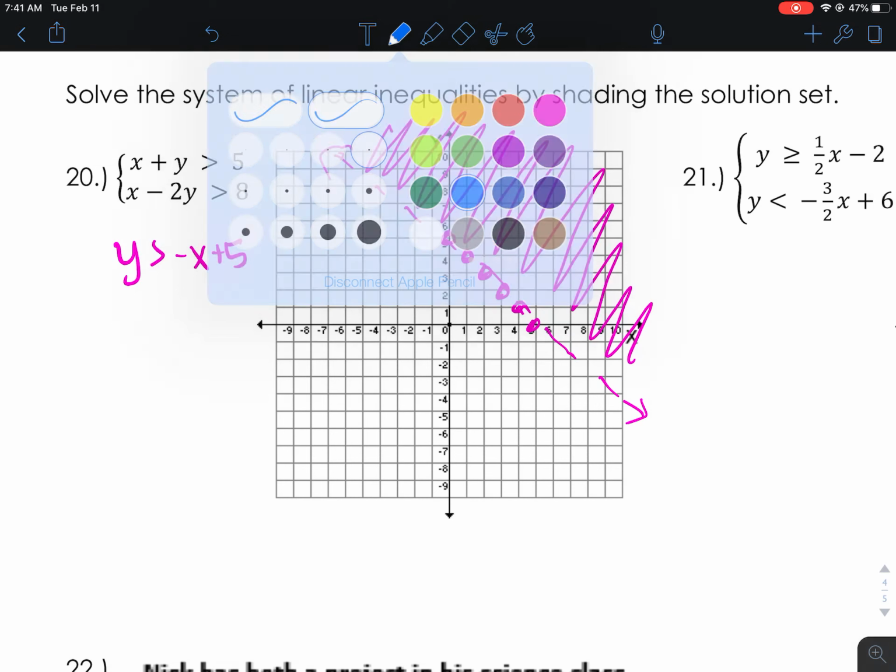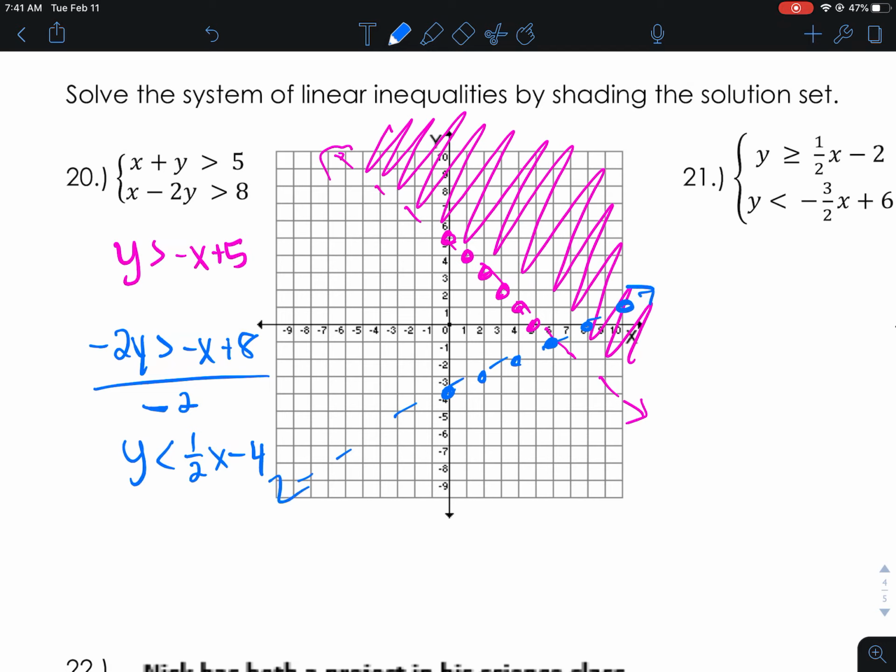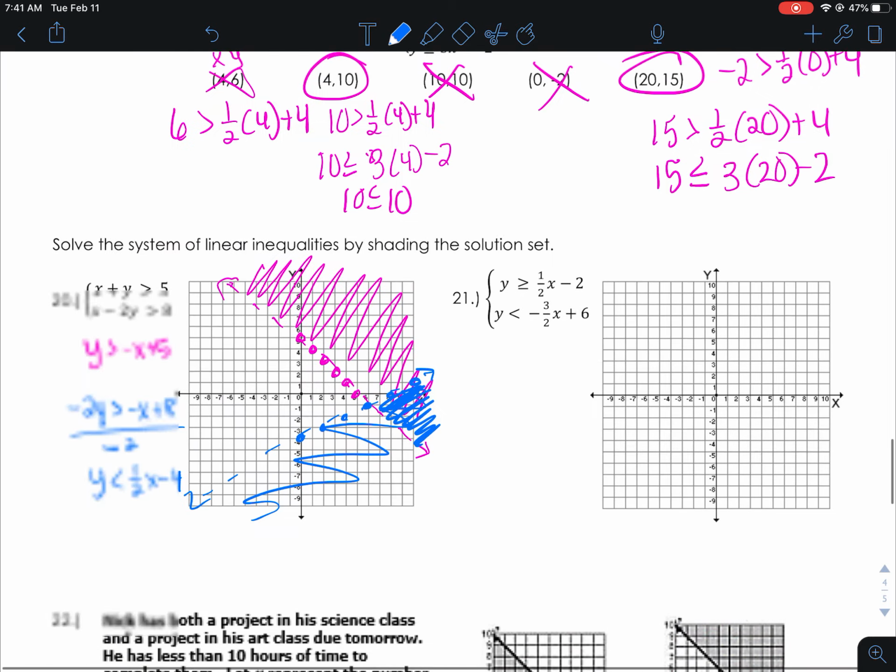And then the second line, if I subtract x on both sides, and then don't forget when you divide by -2, 1/2 x minus 4. So there's your solution set. It's like right there in that region.